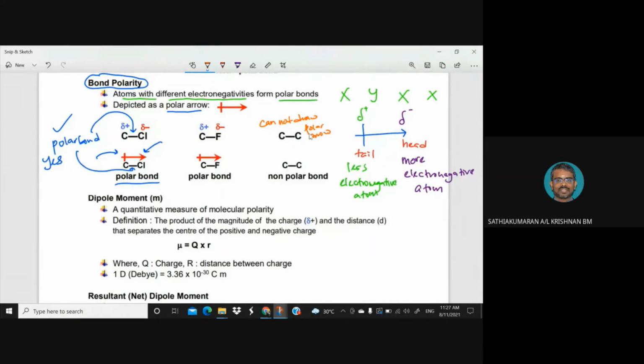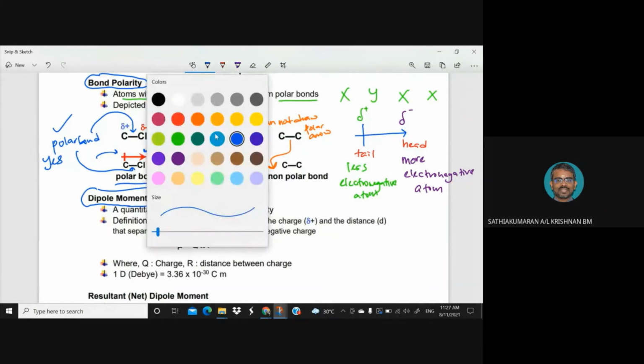So if you cannot draw a polar arrow, this bond is a non-polar bond. Now you already learned how to draw a polar arrow. Now, what is dipole moment? And what is the symbol we use for dipole moment? Small letter mu.